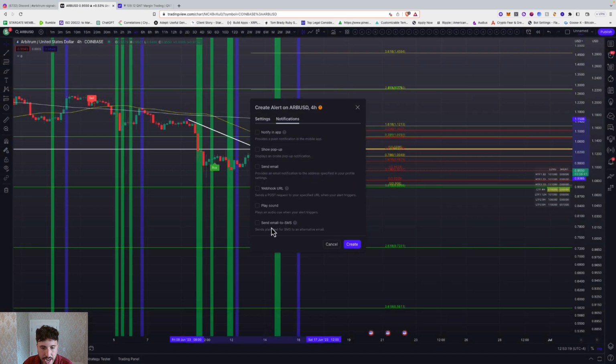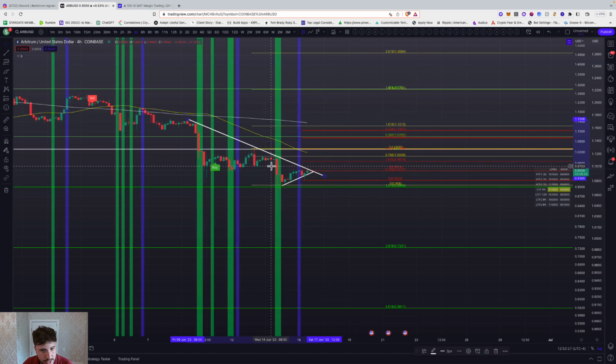So you can have it send you a text message by doing send email to SMS. I know it'll send you a text when it breaks either or a trend line. So you don't have to watch it all day. You can just wait until you get that text.